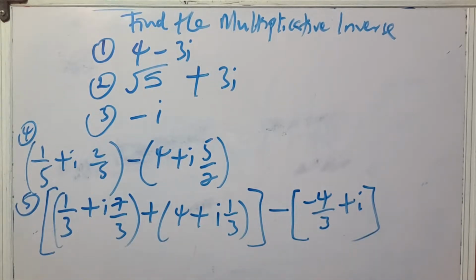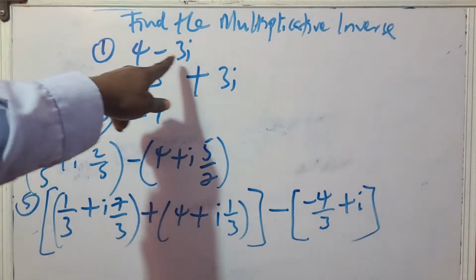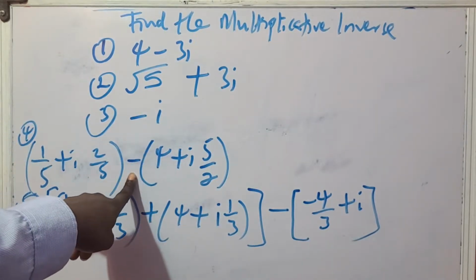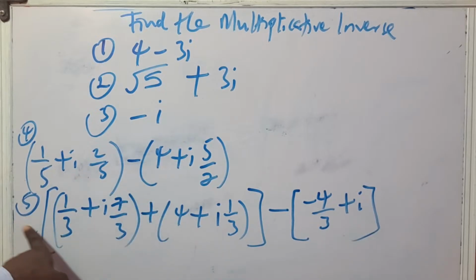So look at these 5 different questions. For the first 3, you're supposed to find the multiplicative inverse: 4 minus 3i, and this and this. Now number 4, look at the operation you are told to do there. You're supposed to subtract these 2 complex numbers. And for number 5, you're supposed to do this and then do this. So we'll talk about the solution first thing tomorrow.